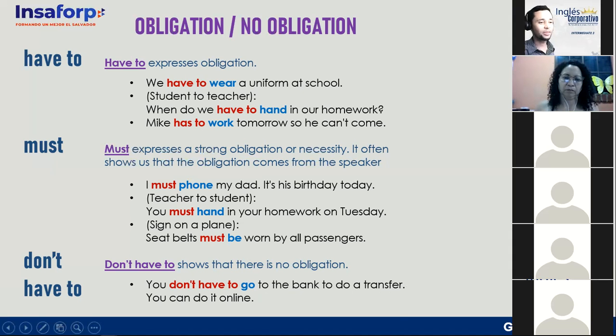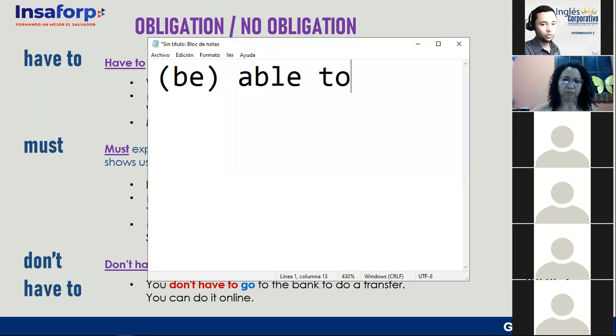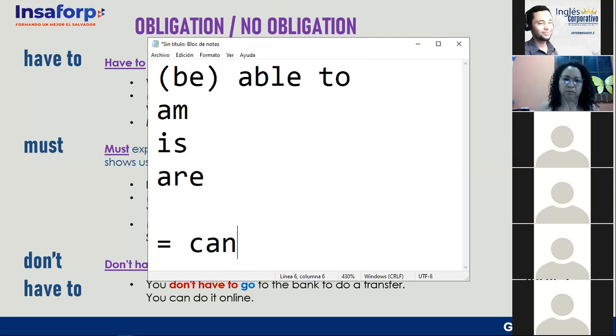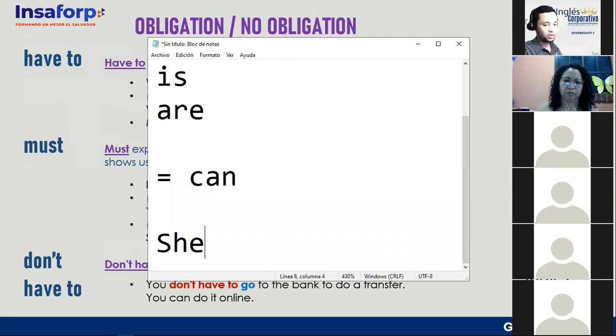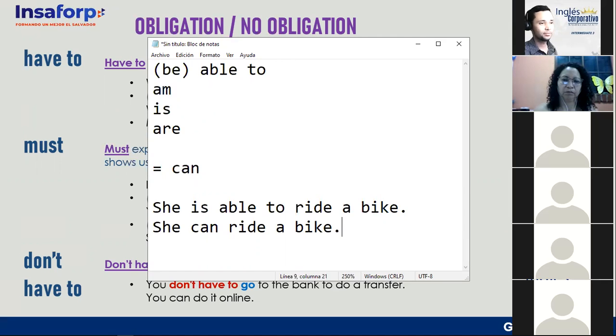Yes. Pregunta, es que, dígame. No sé si me perdí o qué, pero en los ejercicios anteriores estuvo poniendo dentro de las alternativas la palabra are able to. Ah, no se preocupe. Eso es be able to. En el caso puede ser am, is o are, ¿verdad? Porque esa es la conjugación del verb be. Be able to es otra manera de decir can. Es lo mismo que can. Si yo digo, por ejemplo, she is able to ride a bike, es lo mismo que decir, she can ride a bike. Es la misma idea.